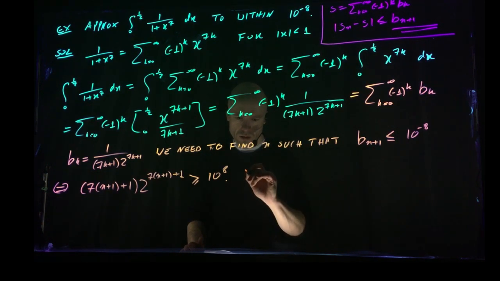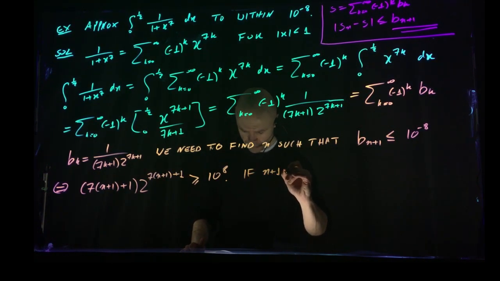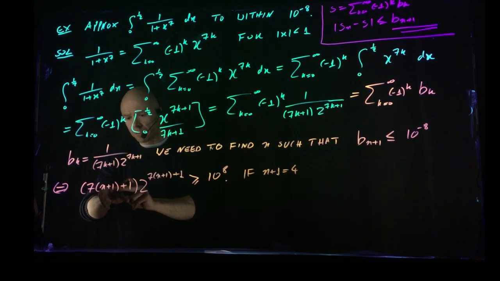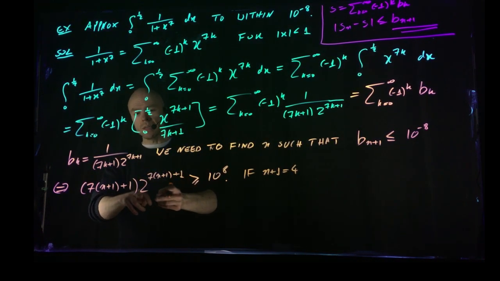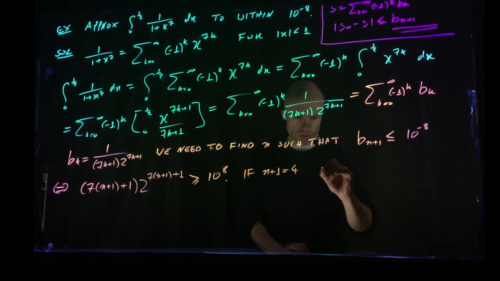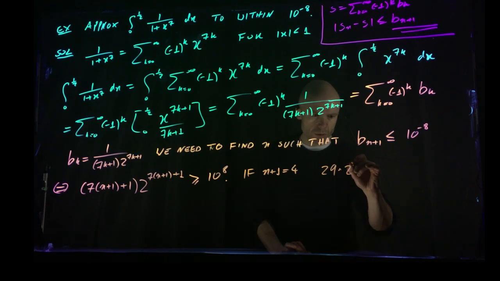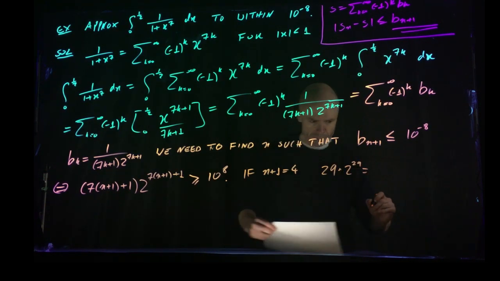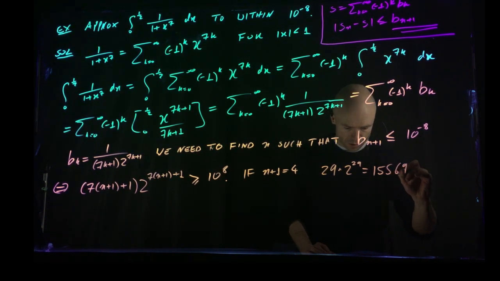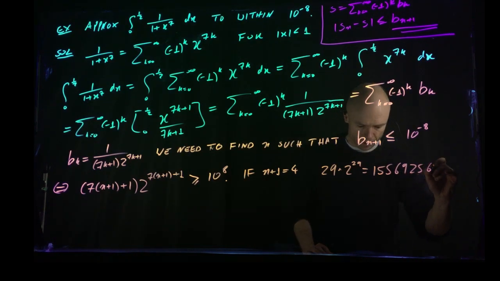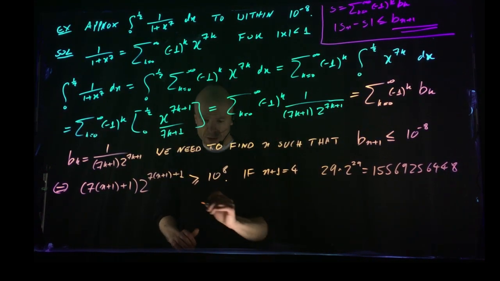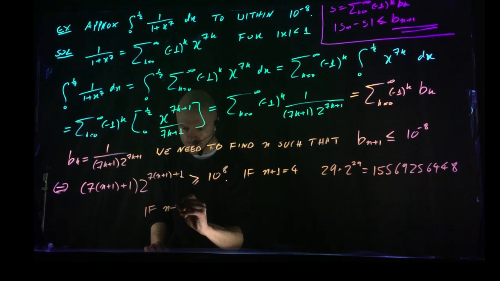So if n plus 1 is equal to 4, then putting this into this, we're going to have 7 times 4 plus 1, so it'll be 28 plus 1, which is 29. So we're going to have 29 times 2 to the 29. And that turns out to be 15,569,256,448. Okay. And what if n plus 1 was just equal to 3?